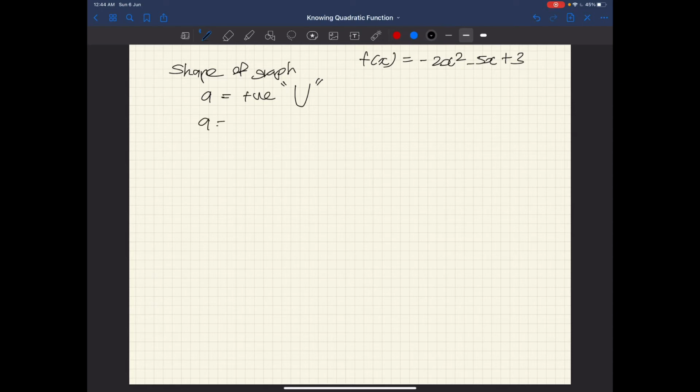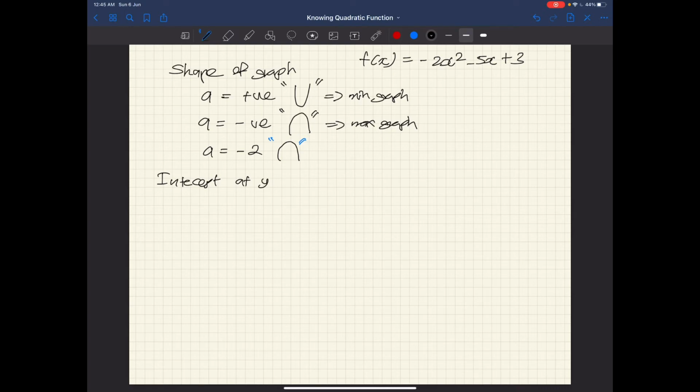If your value of a is negative, that means you have your maximum graph. This is the minimum graph, and this is going to be your maximum graph. So in this case I have my a, which is negative 2. Therefore I have a maximum graph as such. Next thing is to find your intercept, which is the intercept at the y axis. Set your x equal to 0 to know your intercept at the y axis.